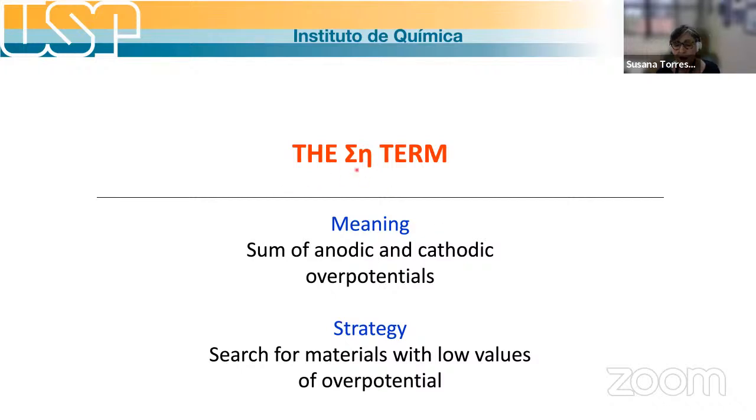The overpotential term, the meaning is the sum of anodic and cathodic overpotential. And the strategy to diminish this overpotential is to search for materials with low values of overpotential, to search for good electrocatalysts.